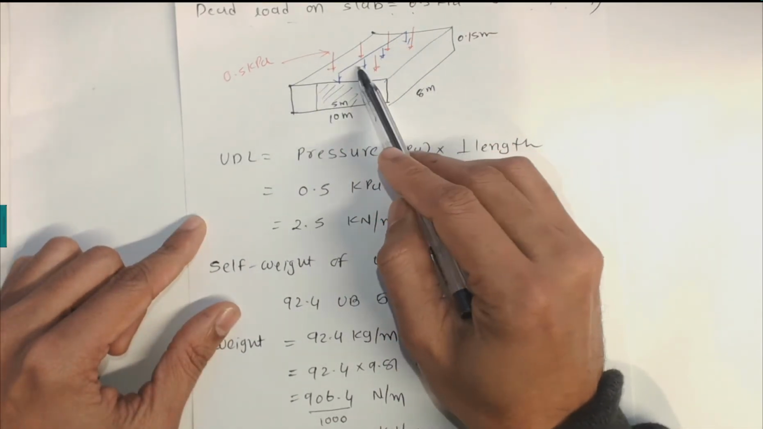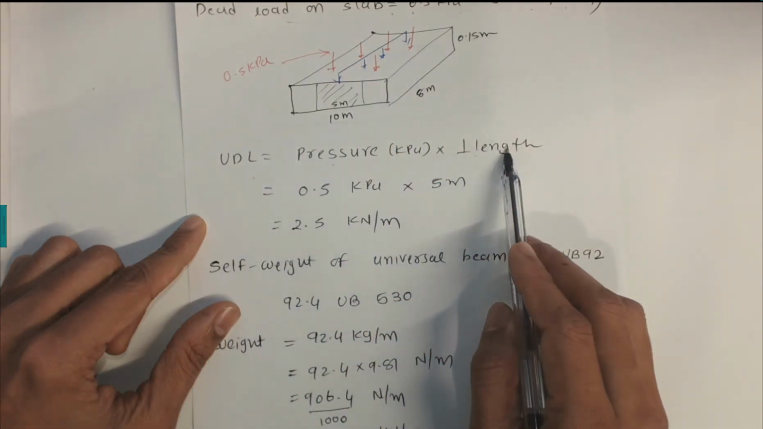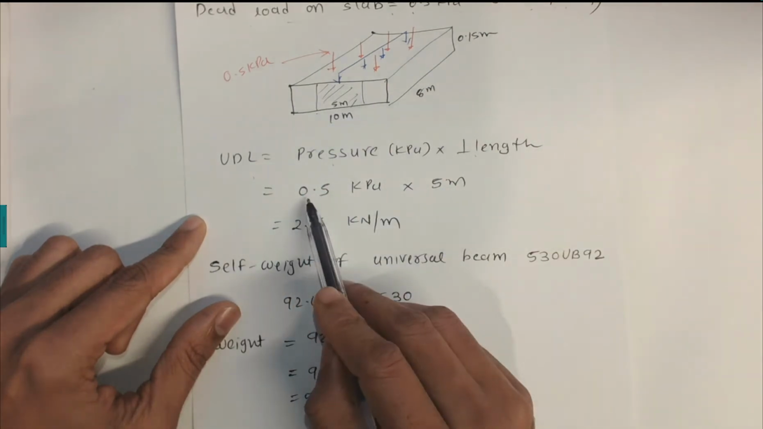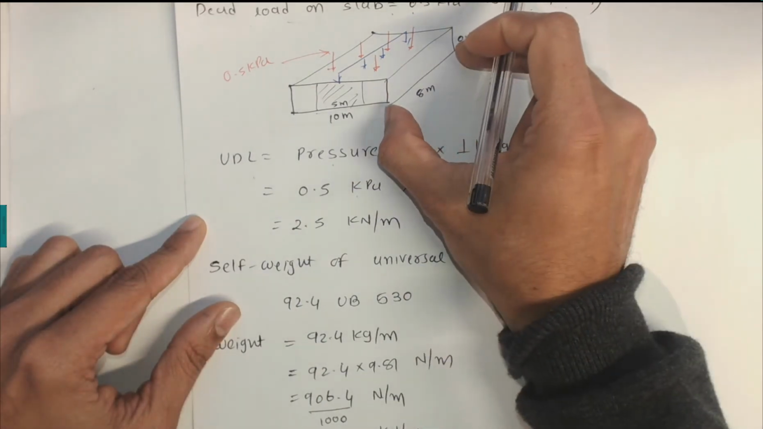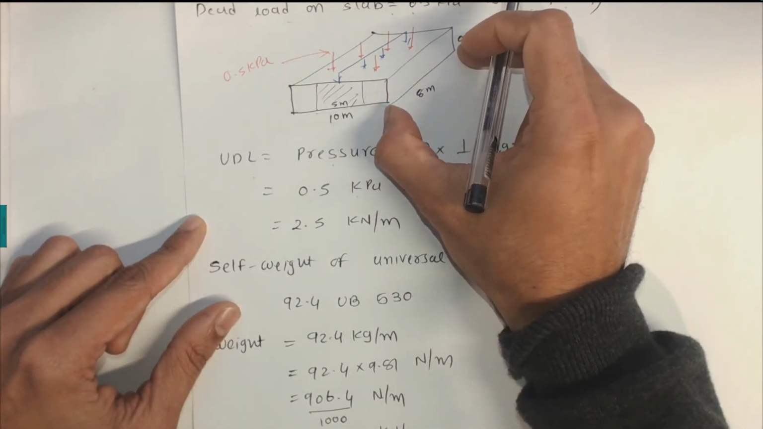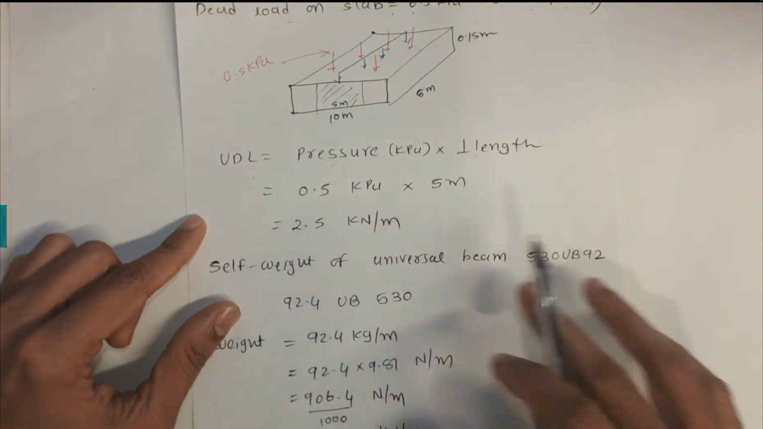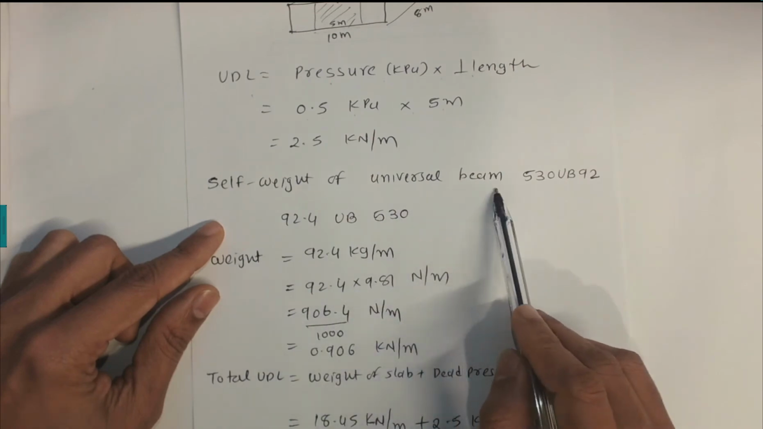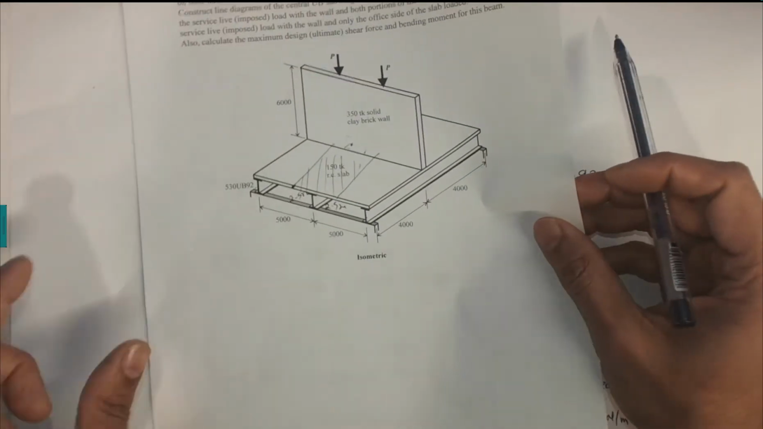We need to convert pressure into UDL load. So UDL is equal to pressure times perpendicular length. That perpendicular length is 5 meters that we just saw. So 0.5 kilopascals times 5 meters, which is 2.5. Please note, we are not taking 8 meters because this is the parallel length. We need the perpendicular length, which is 5 meters. So this is 2.5.